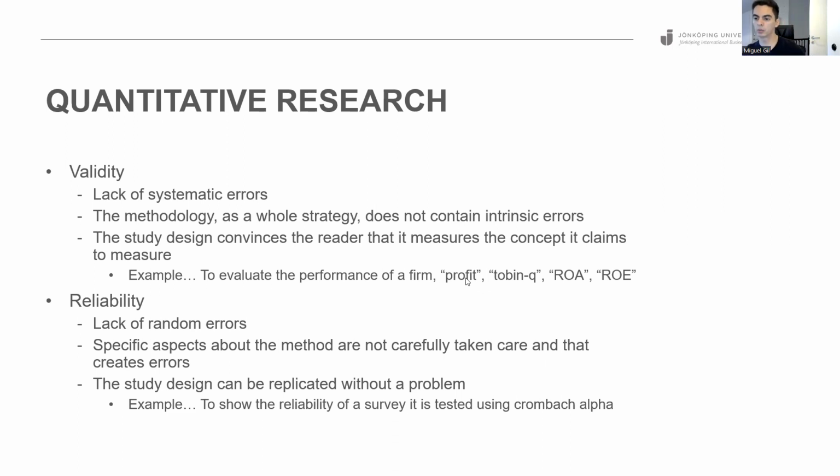So that's why I wrote in here, maybe use profit, Tobin Q, ROA, ROI. These are some numbers that show financial performance in a firm. But would you use costs, for example? Would you use research and development cost to show performance? That's a bit confusing. That might be a mistake. To evaluate the performance, using research and development costs doesn't make much sense. So validity is about convincing the reader that you want to measure performance, and that's why you are measuring performance through this variable.